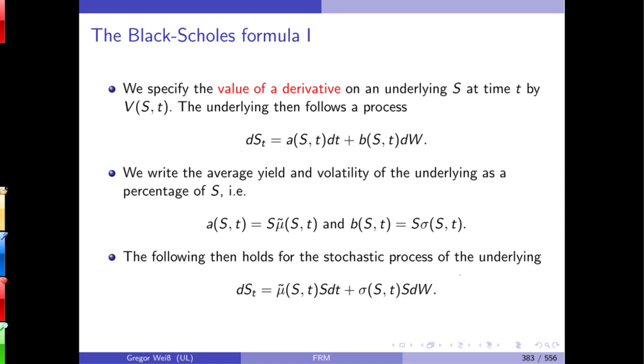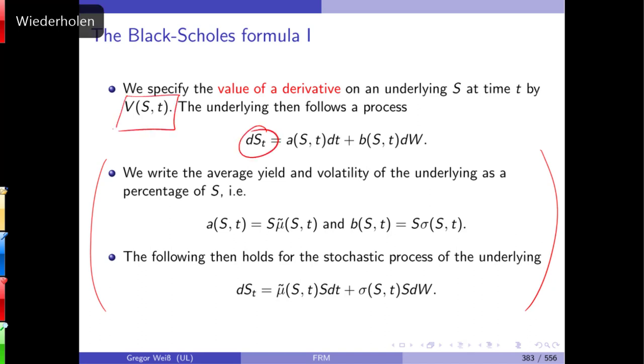Let's specify the value of a derivative on an underlying S at time t by V. That's the value of the derivative. It now follows a process dS, a general diffusion process. I'll put this here in brackets. We don't really need this. We can look at percentages. We can look at changes in percentages. Then we have to slightly adjust for the drift and the diffusion. But we'll start with a general diffusion process for the underlying, and we're looking at the value of the derivative.